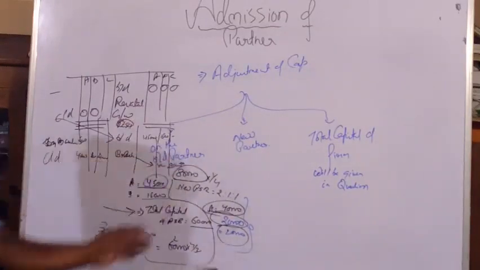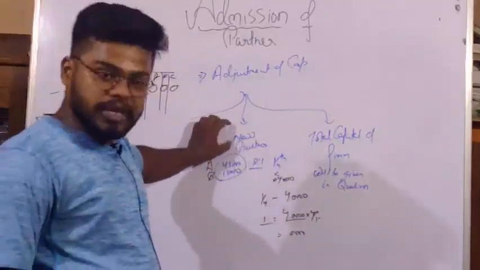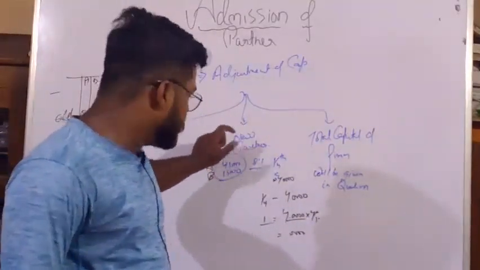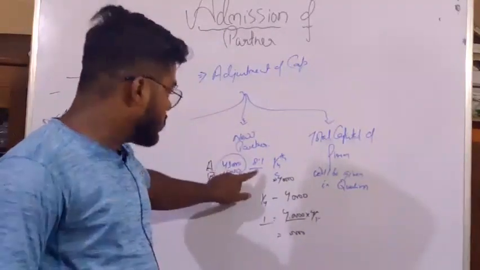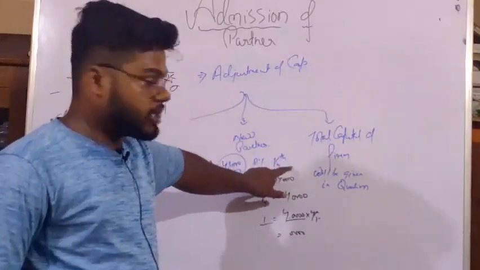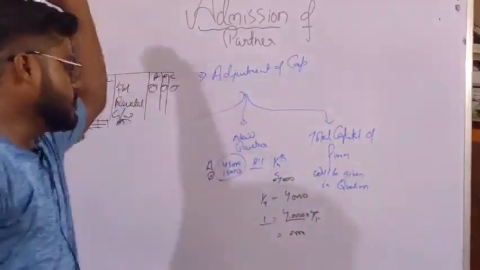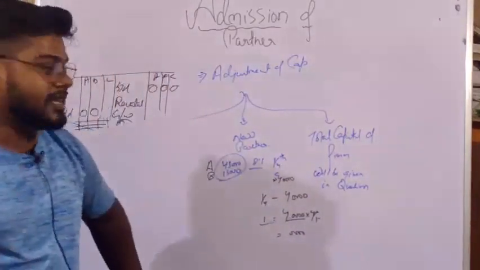Okay, sir, what about the new partner? Let's come to the new partner right now. On the basis of the new partner, let's start with the topic. A and B's capital is 45,000 and 15,000, their profit sharing ratio is 2:1, and C is admitted for 1/4 share. Right now I am going to give one more piece of additional information in this question. C brought 40,000 as his capital.